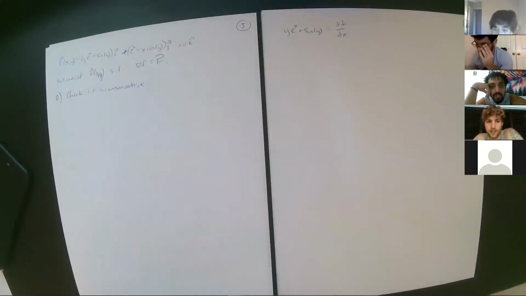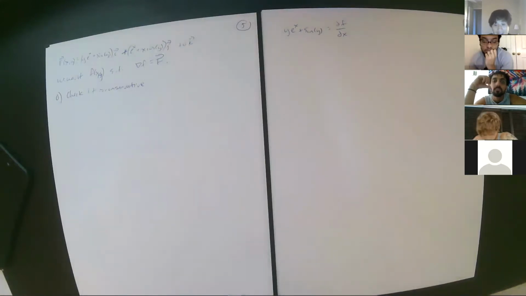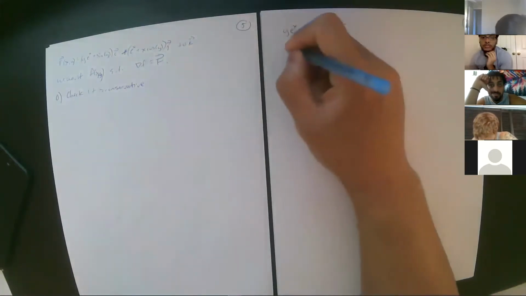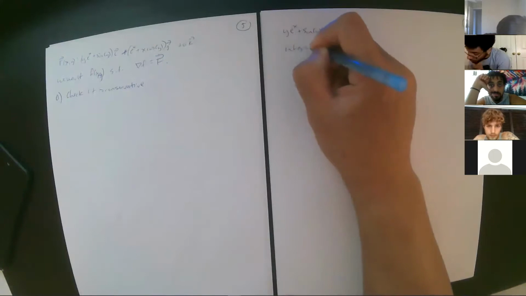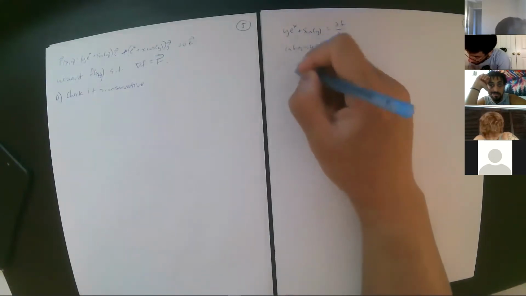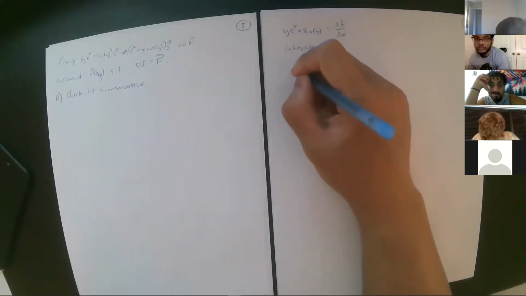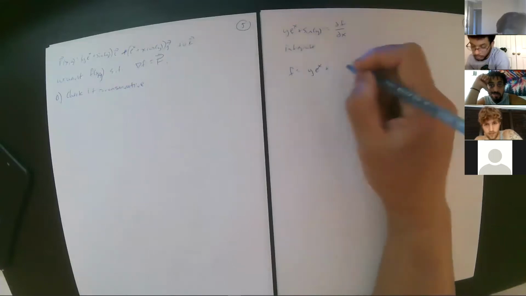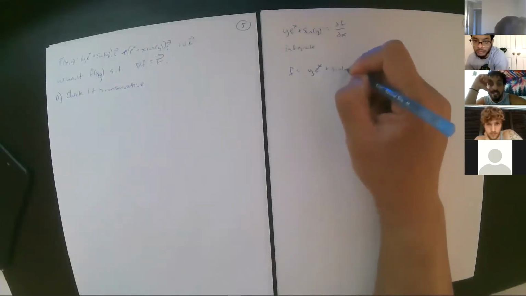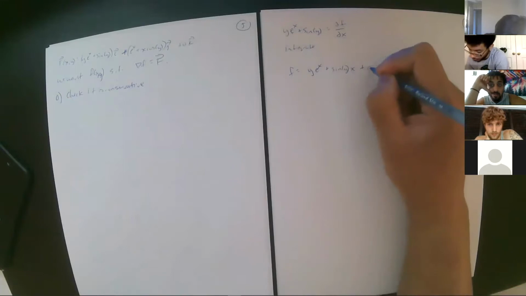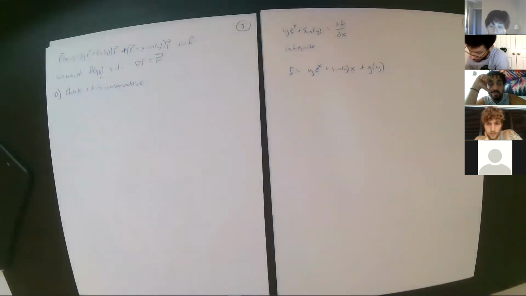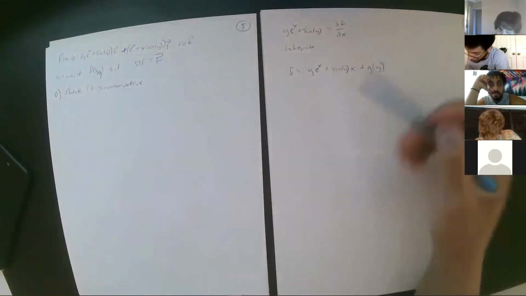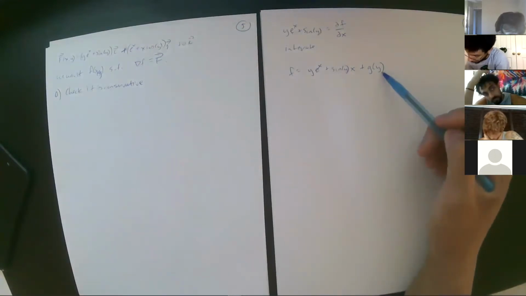You can integrate with respect to x. So f is the integral of this with respect to x, which is y e to the x, plus this with respect to x, sine y times x, plus some function that has to do with y only, because when I take the derivative with respect to x, this goes away.